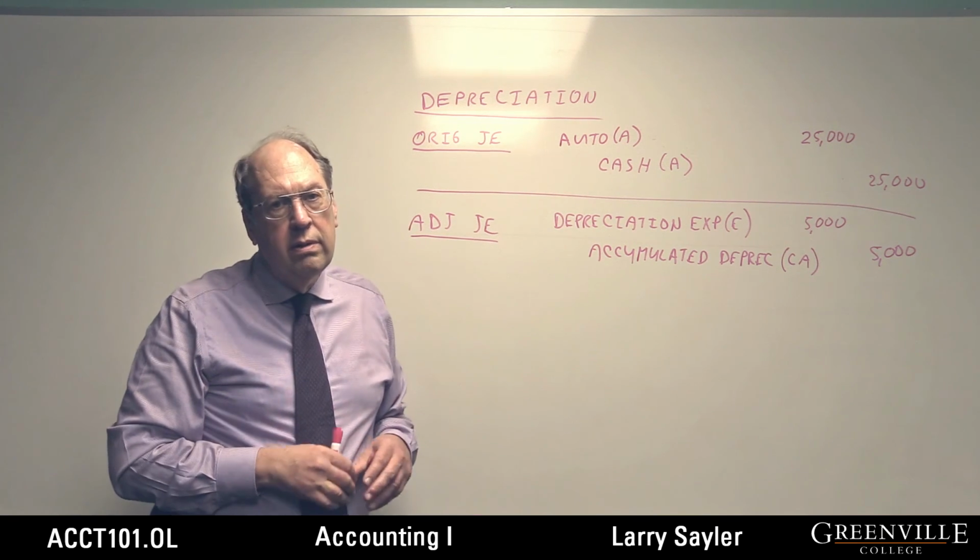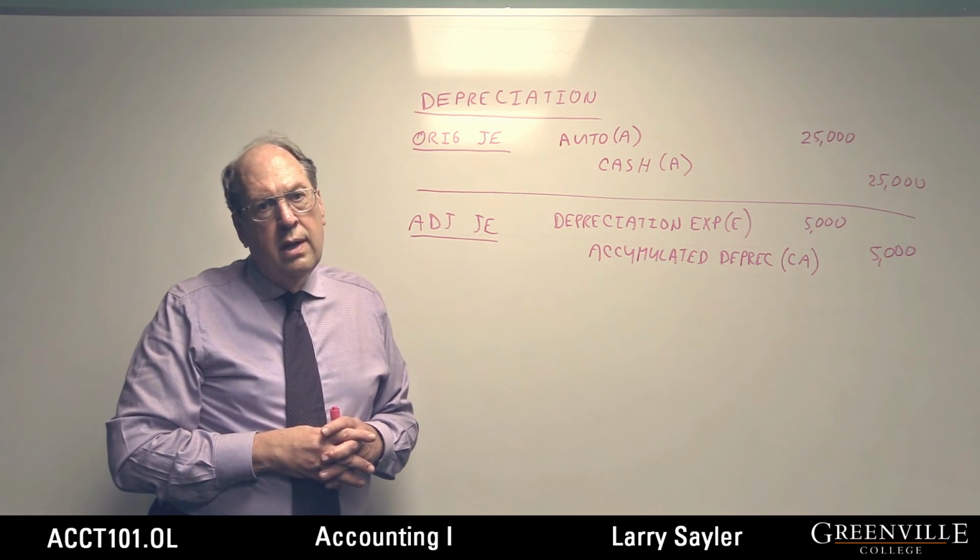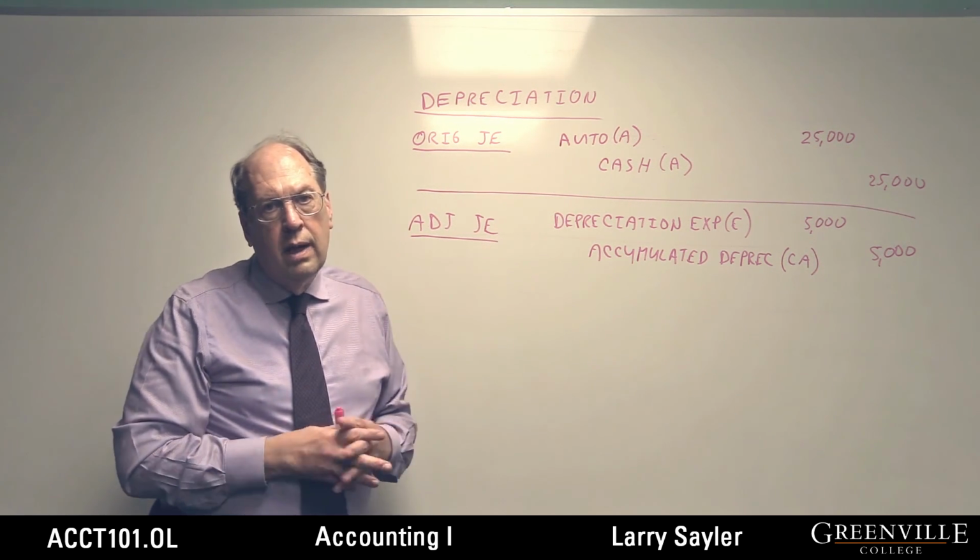Okay, a lot of material in Chapter 3, 5 types of adjusting journal entries. Think about these, study, and good luck with it.